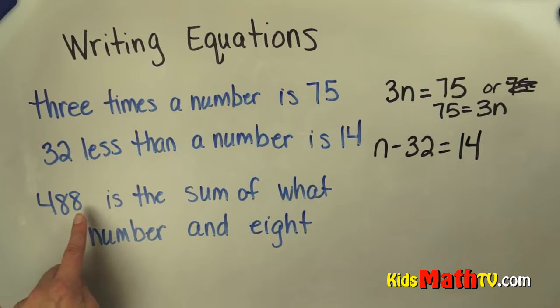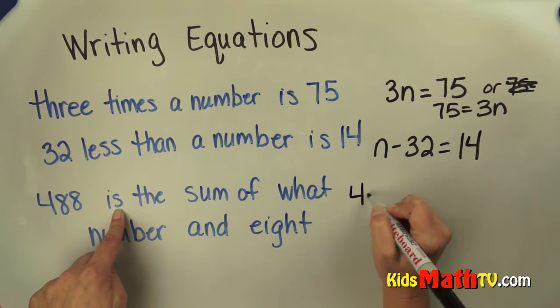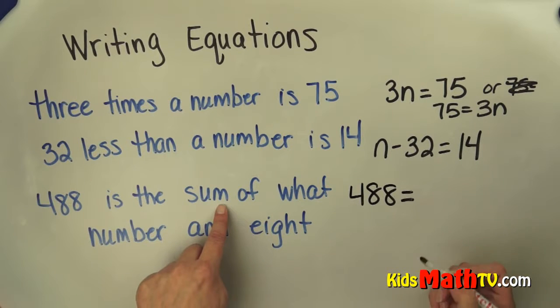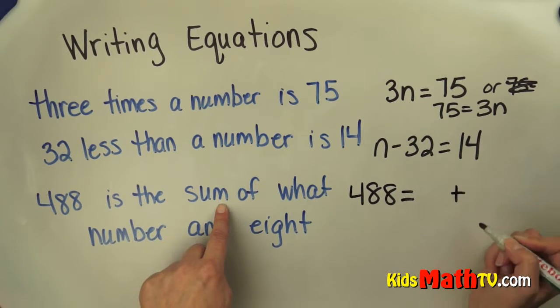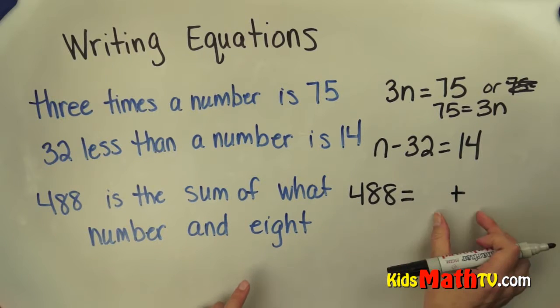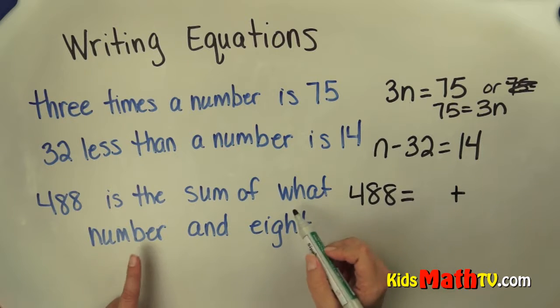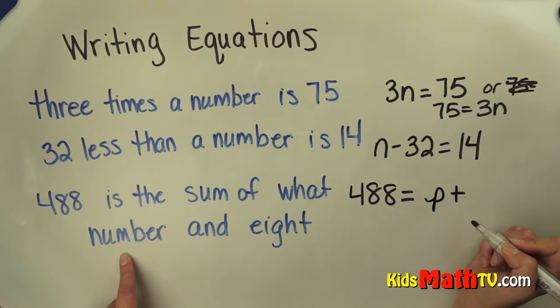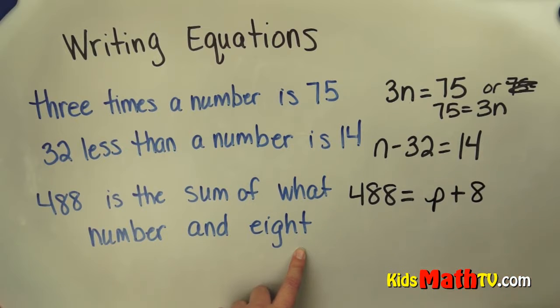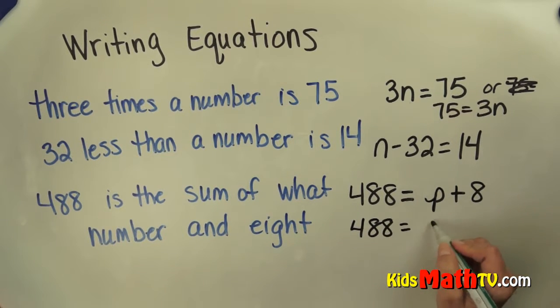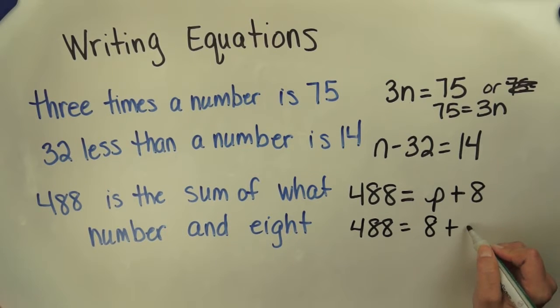Here's one more. 488 is, well, that one's easy. 488 is the sum, so sum I know I'm going to be adding, the sum of what number and 8. The order doesn't matter with addition, so I just need to figure out what number I can use. I'll use a p this time, and 8. I could write it as 488 is the sum of 8 and what number as well. Either way is okay. And that's the end of our lesson on writing equations.